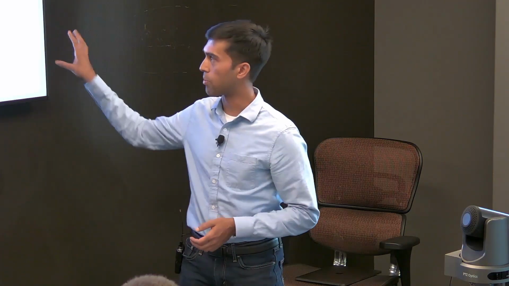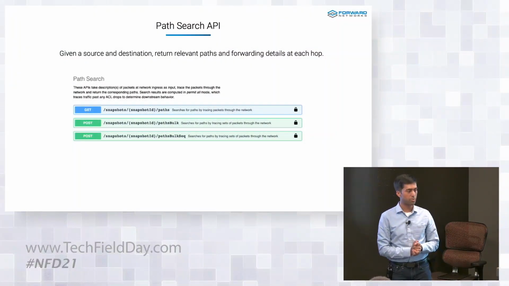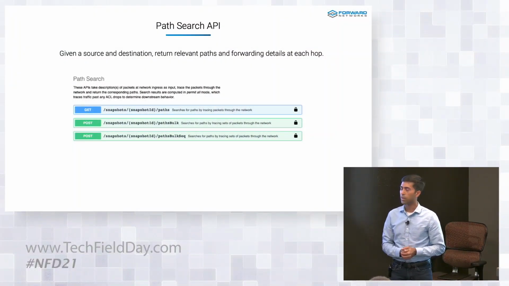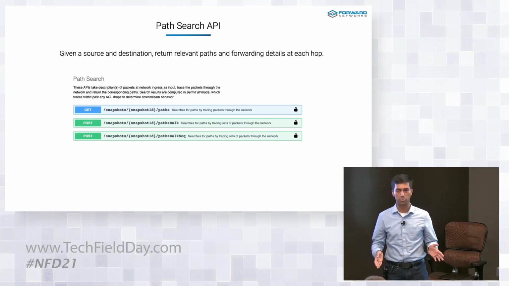So we looked at a few different demos and a few different use cases. One of the core features that's really enabling all of this is path search. I'm going to quickly show you what our path search API looks like. At its core, given a source and a destination IP address, it returns a set of relevant paths and the forwarding details at every hop along this path.